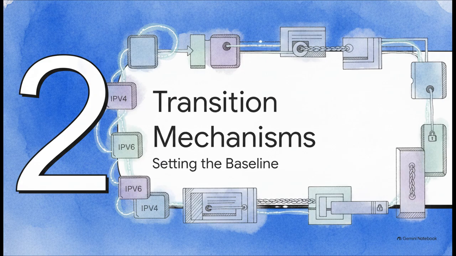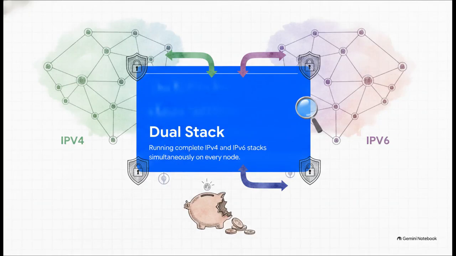Section 2. Transition mechanisms defined, setting the baseline. To secure this decades-long coexistence, we really have to understand the specific vehicles driving it. First up, we have dual stack. This involves running complete IPv4 and IPv6 network stacks simultaneously on every single node. On paper, sure, it's the simplest operational model. There's no translation overhead, and full end-to-end semantics are preserved.